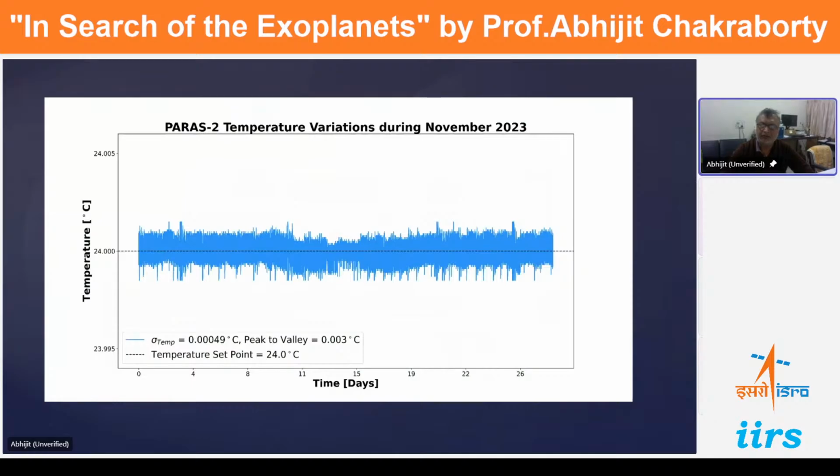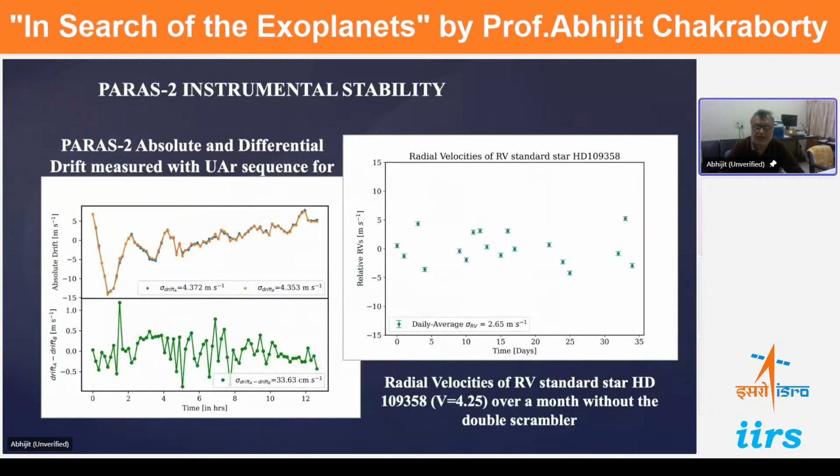So this is the kind of temperature stability that we get. You can see that we achieve a peak to value of 0.003 degrees Celsius at 24 degrees Celsius, and this is the 1 sigma. This spectrograph is very well stabilized, stable to a level of 30 centimeters per second, and on sky we have about 2 meters per second.